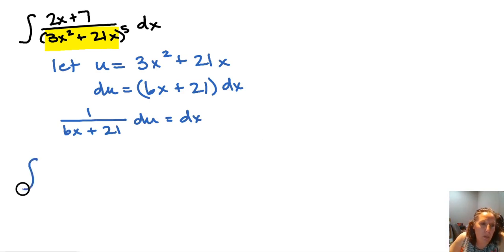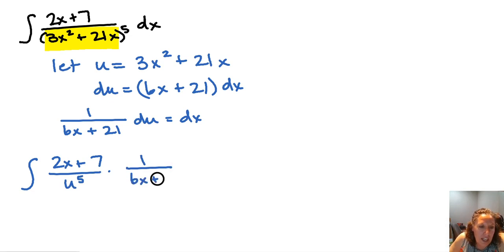When we plug back in, we haven't done anything with that 2x plus 7 just yet, so we'll leave that in the numerator. In the denominator, that's what we called our u raised to the 5th power. And then dx is 1 over 6x plus 21.